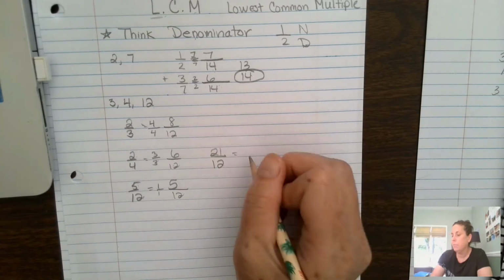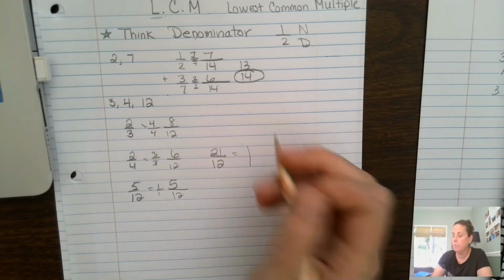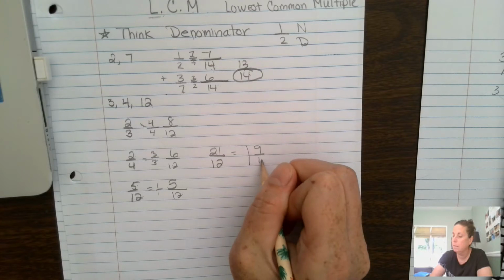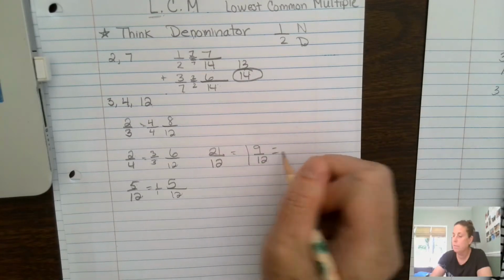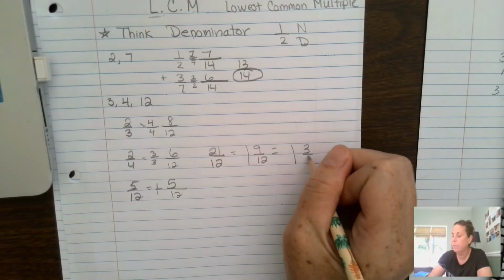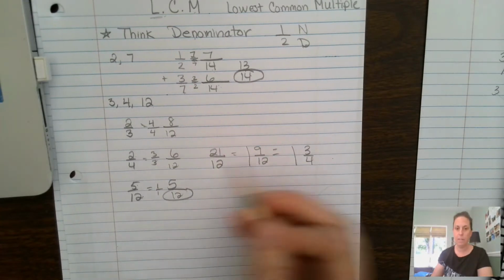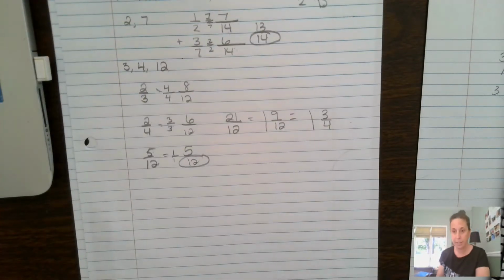That becomes 1. And you can do the math. What's 21 take away 12? 9. And that reduces to 1 and 3/4. But anyways, the lowest common multiple would be 12. Hopefully I did my math there. I was doing it really quick in my head, and I'm recording.